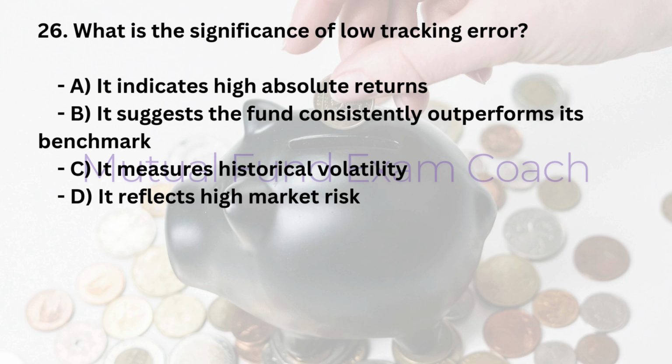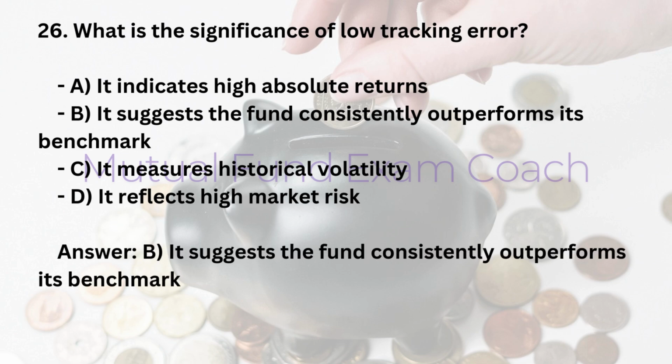26. What is the significance of low tracking error? A. It indicates high absolute returns. B. It suggests the fund consistently outperforms its benchmark. C. It measures historical volatility. D. It reflects high market risk. Answer: B. It suggests the fund consistently outperforms its benchmark.